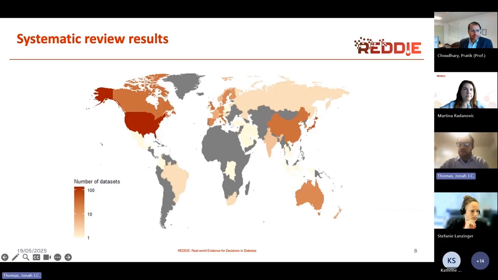Just to quickly summarize the results of the review, we can see here a map of the world with the countries colored by how many data sets were present within each country, with a darker red color indicating a greater number of data sets. And the key takeaway message here is that North America, Europe, and Asia had a large number of databases present within them across different countries, whereas South America and Africa had far fewer databases present.